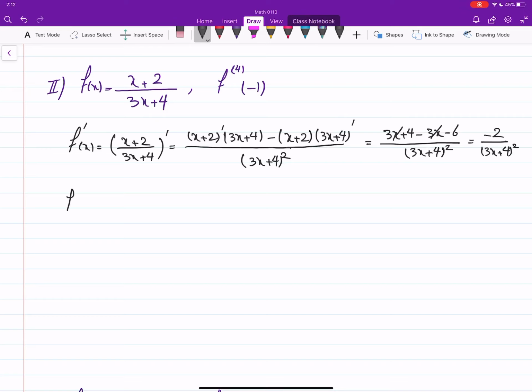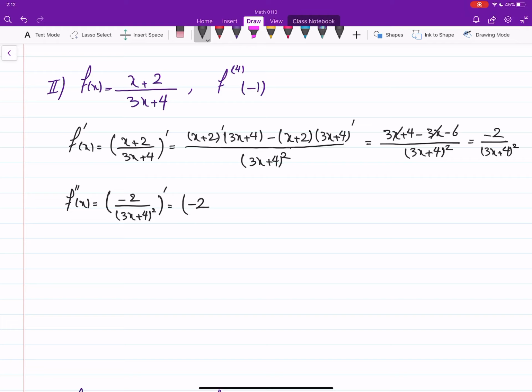Okay, then the second derivative. If you want to find the second derivative here, you can go in two ways. You can either say, okay, this is a quotient, and we have to use quotient rule, but quotient rule will give you a more complicated version of the derivative.